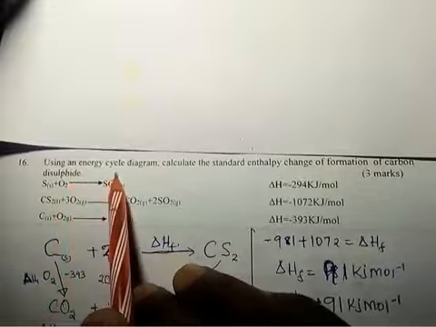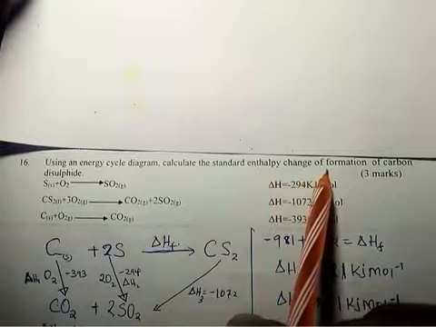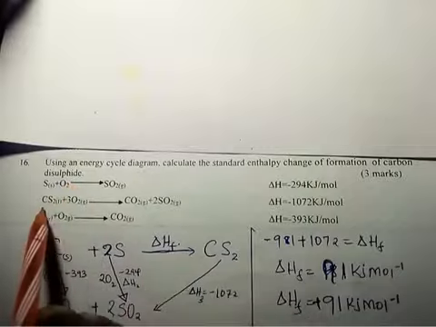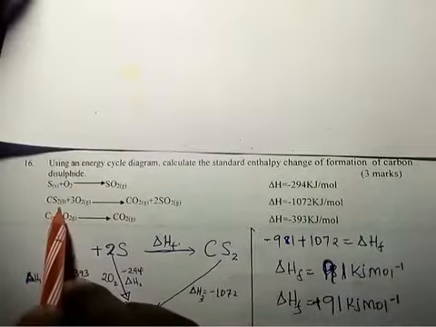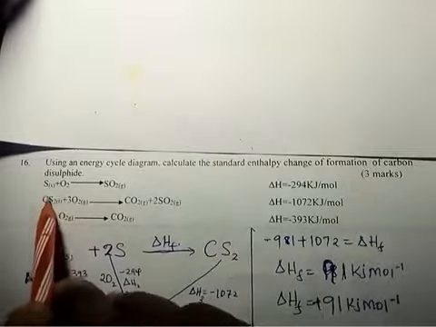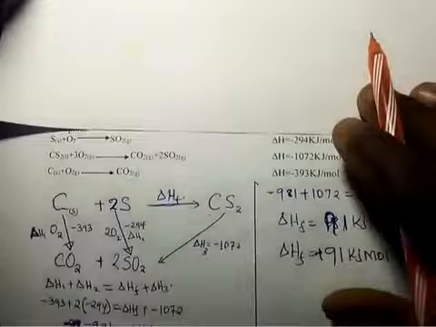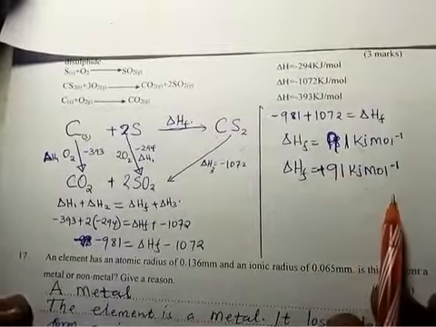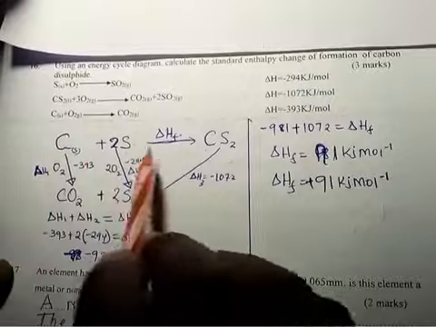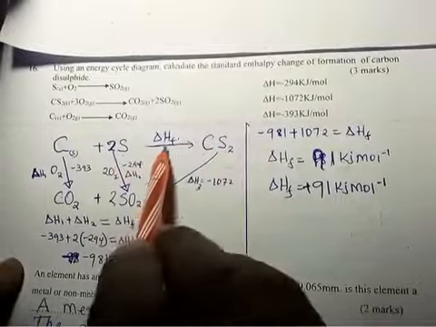Using an energy cycle diagram, calculate the standard enthalpy change of formation of carbon disulfide. Carbon disulfide is CS2. First, you need to know how to write the equation of carbon plus sulfur to form this. To draw an energy level diagram, you need some knowledge of how sulfur combines with carbon to give carbon disulfide. That is the first reaction, the formation of carbon disulfide.